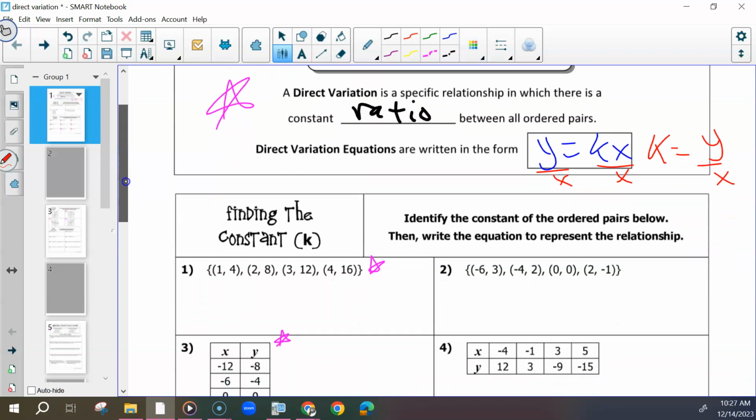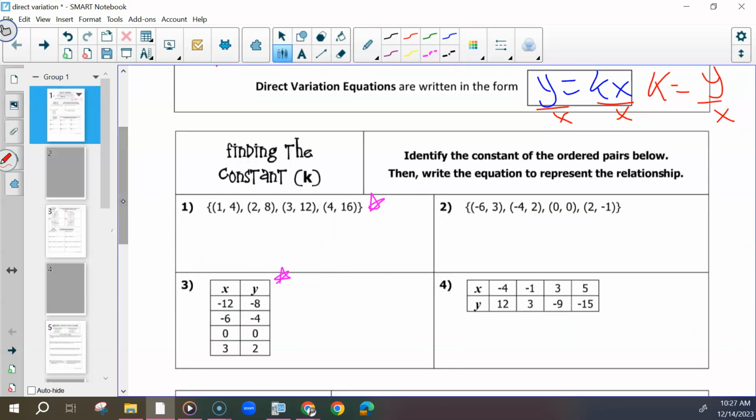Okay, so we're going to use that knowledge on some of these examples, starting with number 1. You're given a bunch of ordered pairs. If you divide y by x for each one and you get the same number for each one, that is your constant k, and it is direct. If any of the numbers give you a different constant, then that is not direct. You don't have a constant k. So let's see. If you need to label these, x, y, x, y, so you know which one is which. And to find k, we're dividing y over x. So for each one, go ahead and do that.